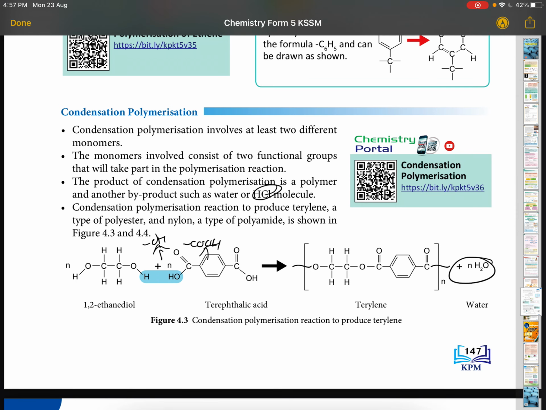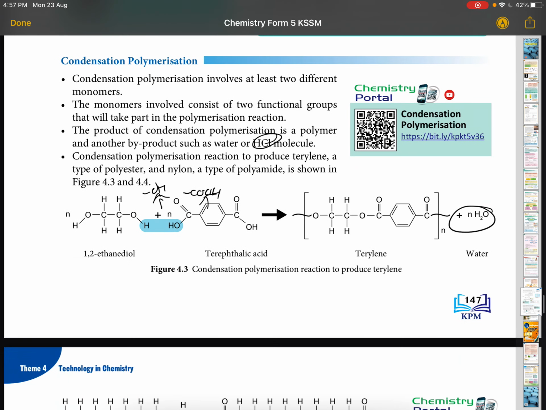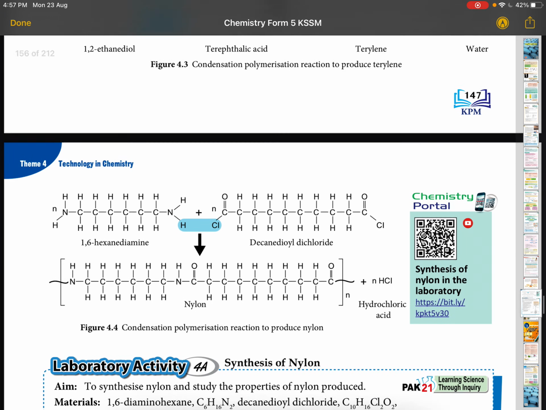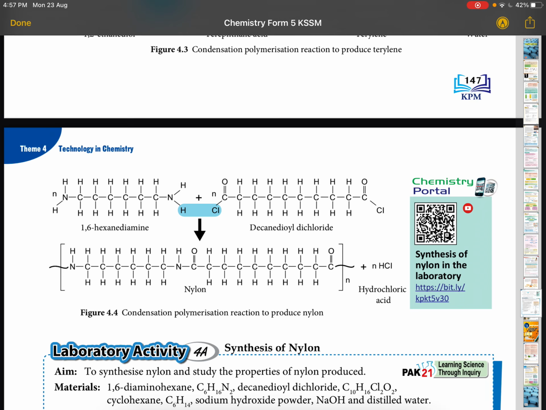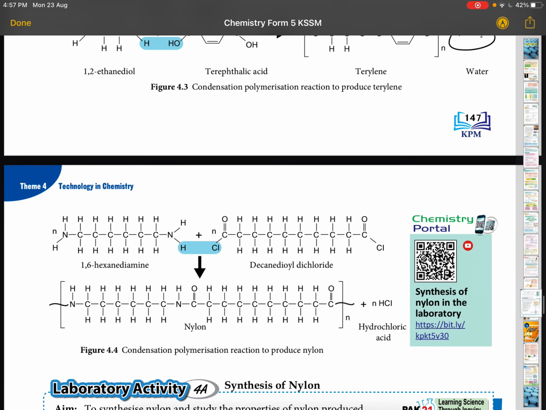So yeah, terylene is a polyester and it's the result of 1,2-ethanediol and terephthalic acid. I don't think you need to know this equation. I don't think they'll talk about benzene molecules here. And then there's also 1,6-hexadiamine and hexanedioyl dichloride. You don't have to know the actual construction of it, if I'm not wrong. I hope it doesn't come out.